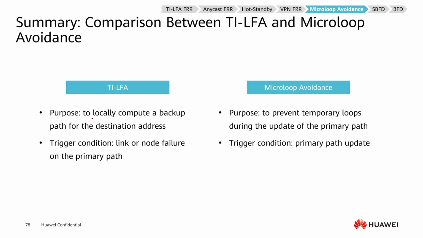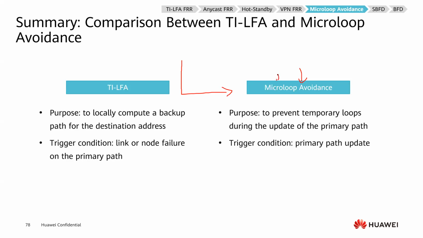For TI-LFA, the purpose is to locally compute a backup path for a destination address. That's all. As long as they calculate the backup path based on some formula, that is all. But for micro loop avoidance, it is just trying to prevent a temporary loop during the update of a primary path. This situation is what micro loop avoidance addresses.